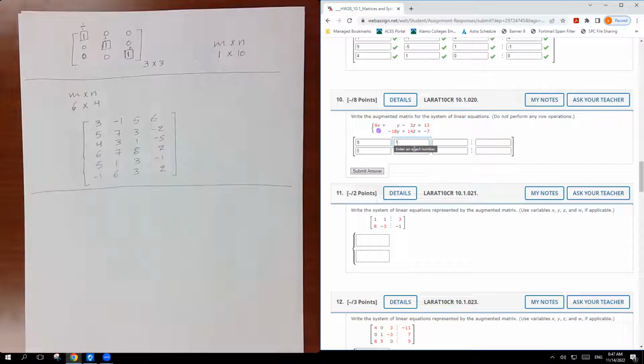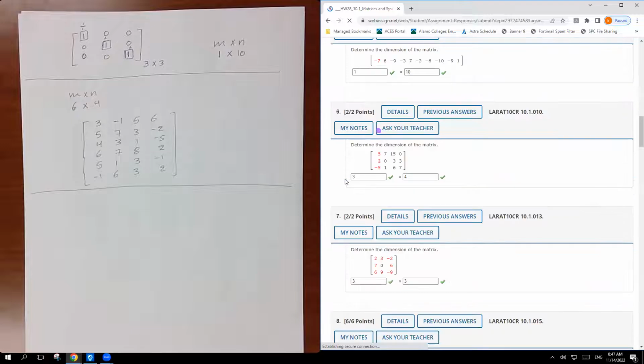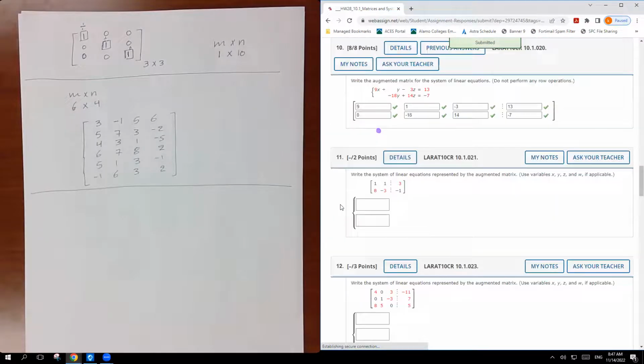The second one is 1. And we're going to type here negative 18. Here is negative 3. And here is 14. And then on the other side is 13. And here is negative 7. And again, be careful when you write down the sign. Let's go to the next one.